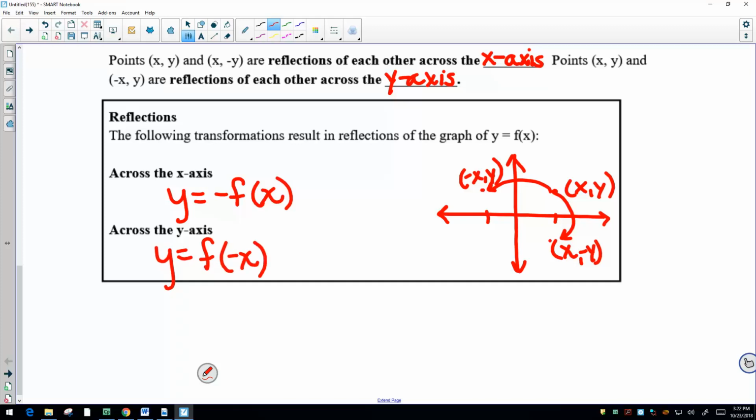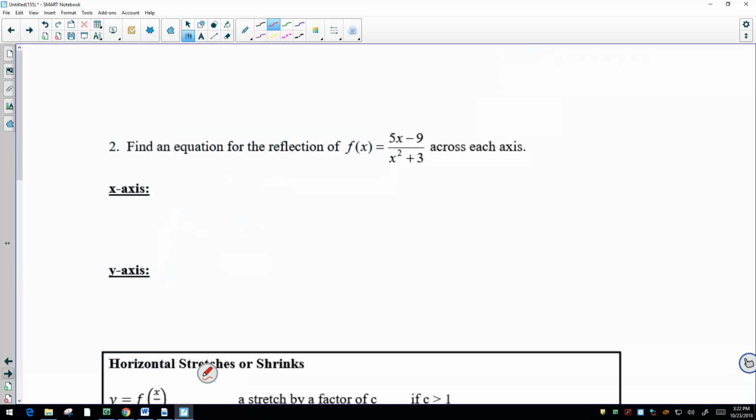Okay, so on the next page, we're going to take a look and actually practice these. So we're going to find an equation for the reflection across each axis. So first we're going to start with the x-axis. If we're reflecting across the x, we're thinking negate the y, think negate the entire function, or distribute a negative. Now, when we do this, we could actually have two different answers.